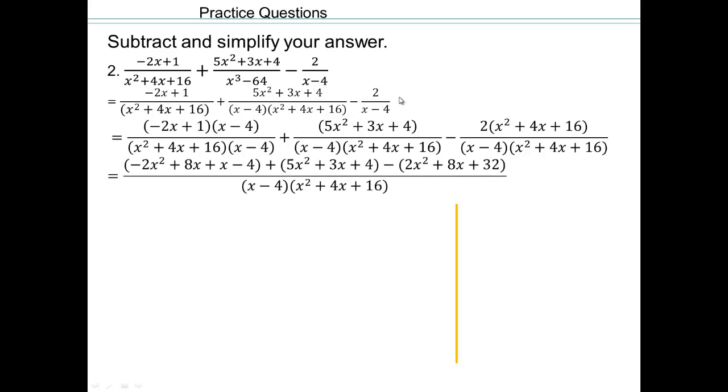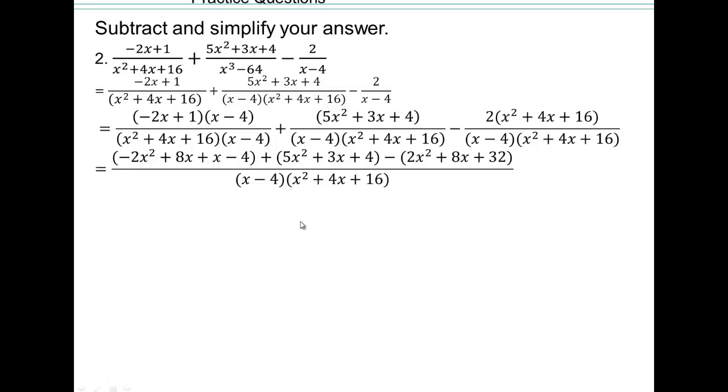All right, so then we use the distributive property to multiply the numerators. -2x times x is -2x squared. -2x times -4 is +8x. 1 times x is x. 1 times -4 is -4. This term, nothing to do, we can leave. 2 times x squared is 2x squared. 2 times 4x is 8x. 2 times 16 is 32.